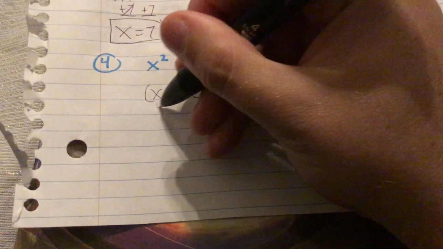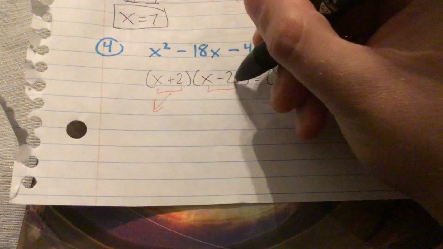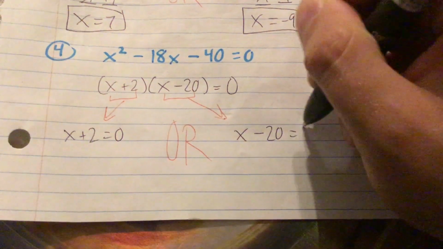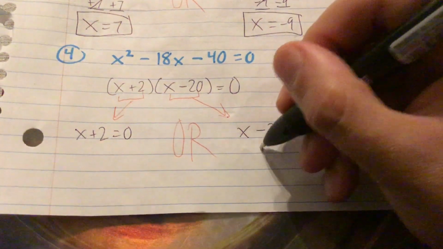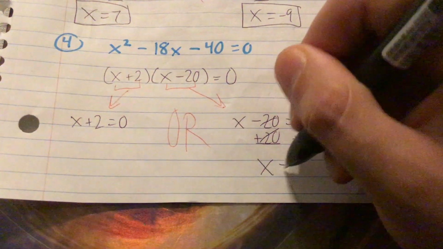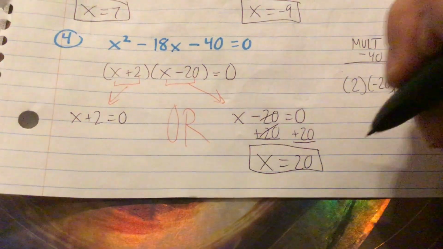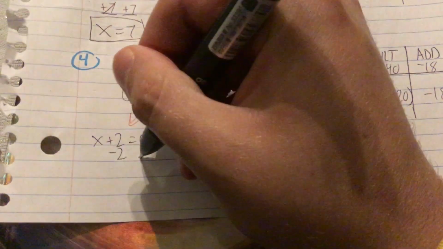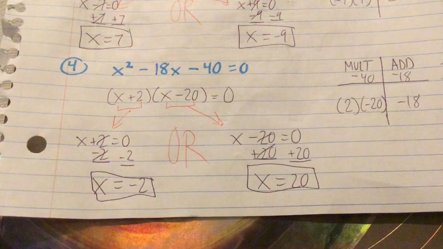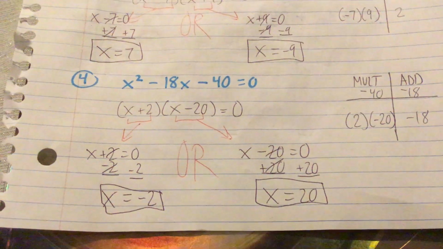So then we split this into two cases. Either x plus 2 is equal to 0, or x minus 20 is equal to 0. Okay, so then we add 20 on both sides. And x is equal to 20 is one of the solutions. Subtract 2 from both sides on the other equation, and x is equal to negative 2. So either x is equal to negative 2 or x is equal to positive 20.